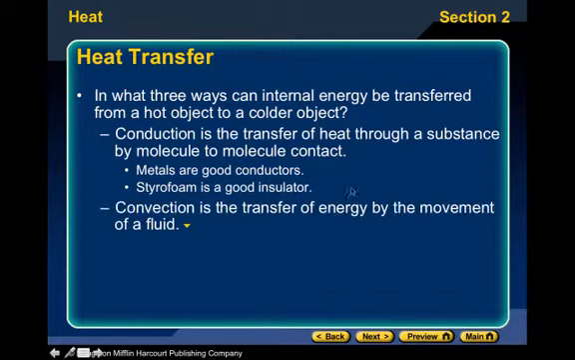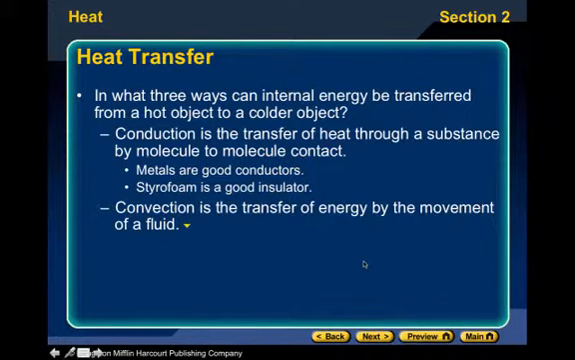What three ways can internal energy be transferred from a hot object to a cold one? We know conduction is heat transfer through molecule-to-molecule contact, so they have to be touching each other. Metals are very good conductors, and styrofoam is a good insulator. Convection is the energy transferred by the movement of a fluid. A lot of times we talk about air, but it's also water.